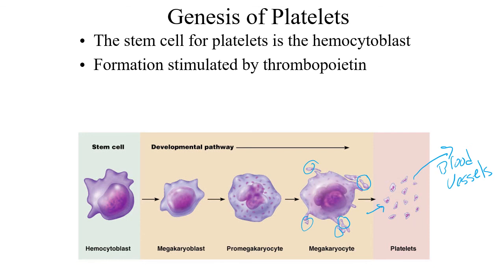And within the blood vessels, they're then going to float around until they potentially come across a broken blood vessel. Once they hit that broken blood vessel, they're going to get stuck to collagen fibers in that blood vessel, and they're going to start to form that platelet plug. And that's what we'll be talking about next time when we start to talk about coagulation.